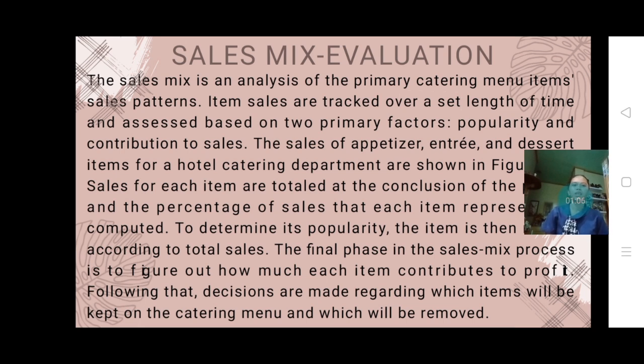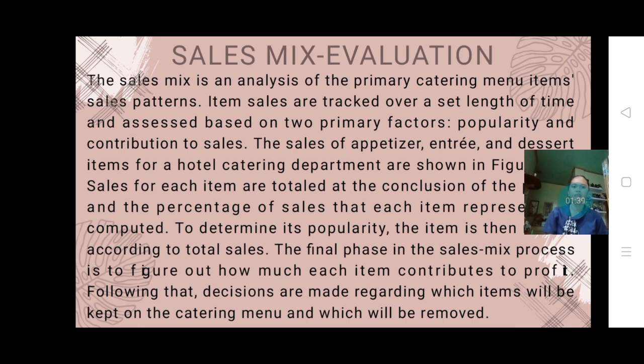The sales mix evaluation helps businesses understand which menu items are most popular and profitable. It involves tracking sales for a period, calculating the percentage of sales each item represents, and ranking them by popularity. Then, the contribution of each item to profit is assessed. This data helps decide which items to keep on the menu and which to remove, optimizing the menu for both customer satisfaction and profitability.